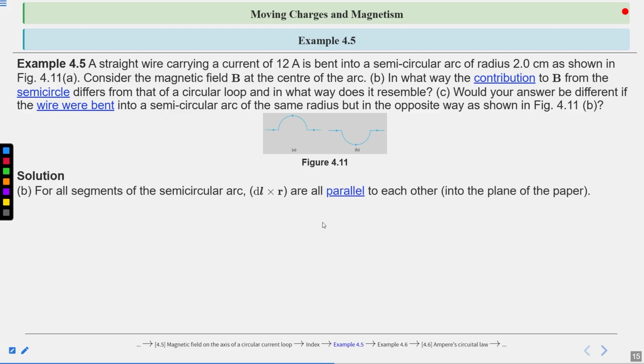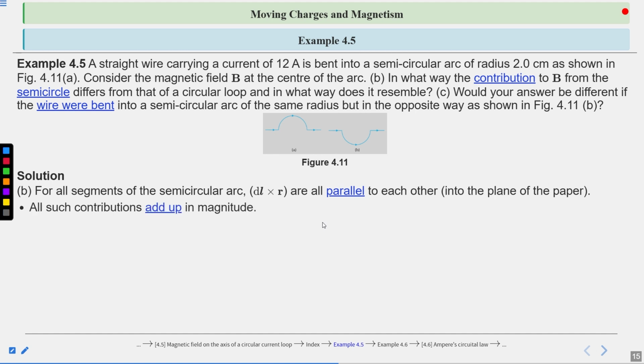For all segments of the semicircular arc, dl cross r are parallel to each other, into the plane of paper. You can see the magnetic field direction due to this loop by using the right hand thumb rule, or, if you consider a small segment dl on this semicircular loop, then dl cross r will be parallel to each other due to all elements. So at the center of this semicircular loop, the direction of magnetic field will be into the plane of paper.